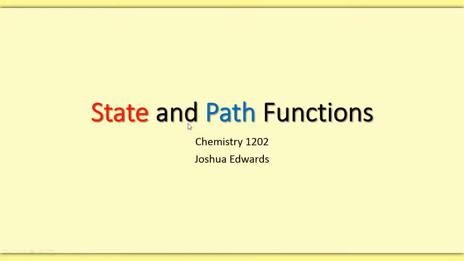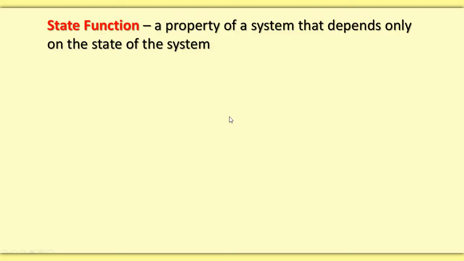Now we're going to talk about the difference between state and path functions. A state function is a property of a system that depends only on the state of a system. What this means is that a state function only depends on how the system exists at the moment we're measuring the value of the state function.